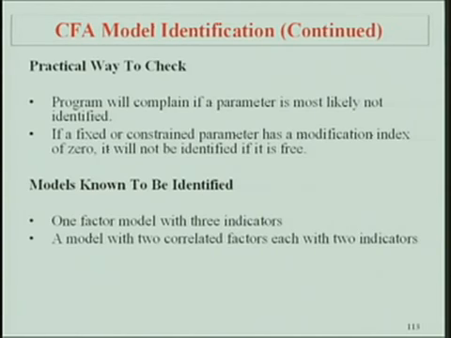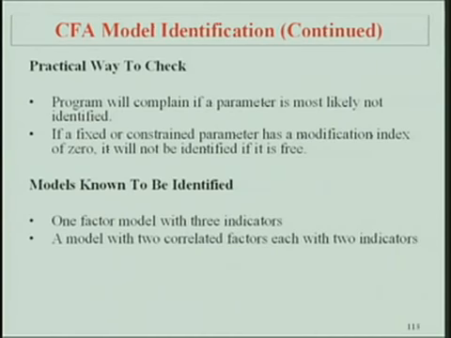Another way to check if a parameter is identified is if a fixed or constrained parameter has a modification index of 0, it wouldn't be identified if it's free. Modification index, we're going to talk about that in applications, is essentially what statisticians call Lagrangian multipliers, which is their way of complicating matters. It's just a way of checking that if you free that fixed parameter, will your model fit the data better? And it's in the chi-square metric of model fit, so it's quite useful.